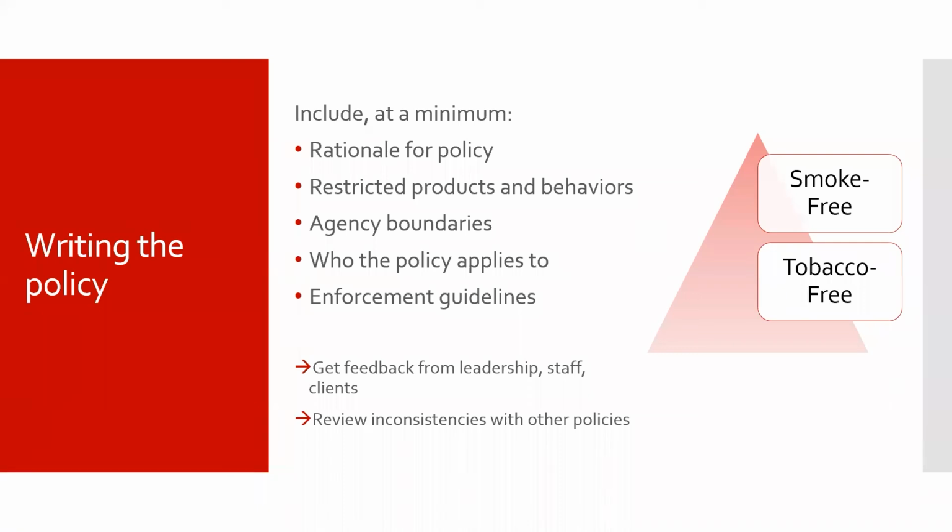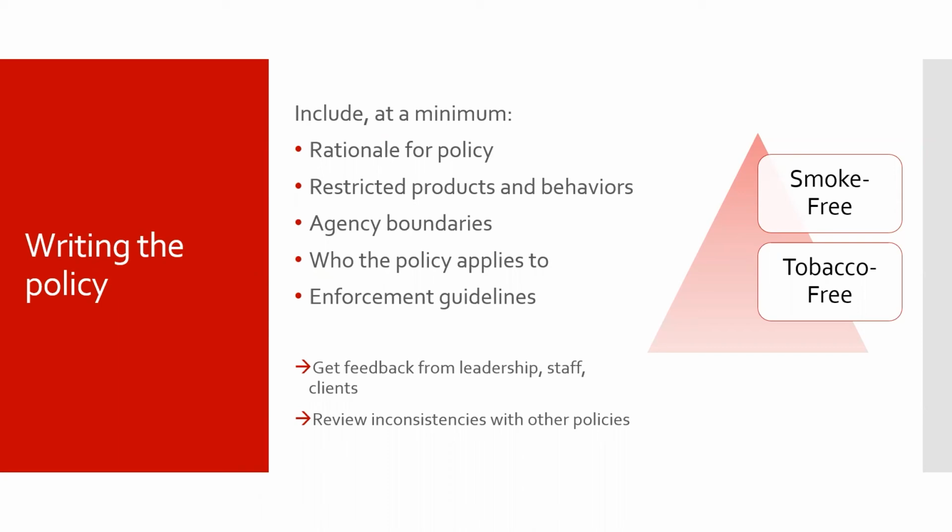So now we finally get to writing the policy. Once we've started creating our plan and have a general overview of where we would like to go, we can start actually getting the pen to paper. At a minimum, we want to include a rationale for the policy, what products and behaviors are included in the policy, who the policy is going to apply to. Does it apply to staff and visitors and volunteers, as well as clients or patients? Where are the specific agency boundaries, and include the guidelines for enforcement.